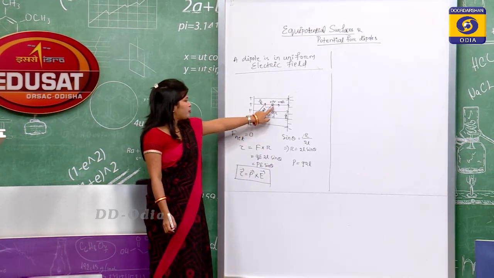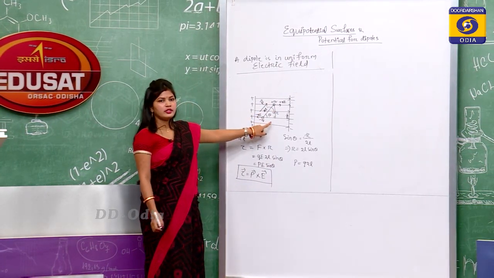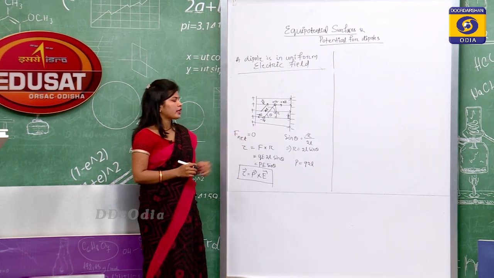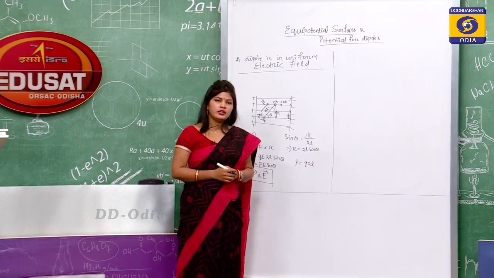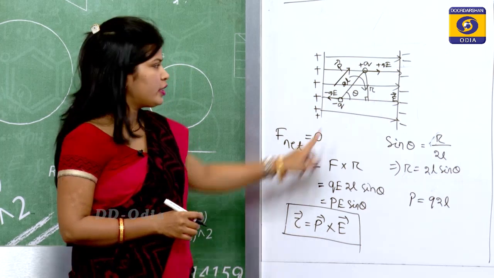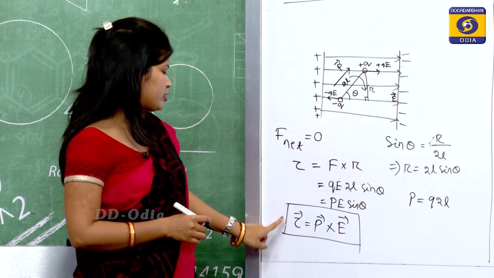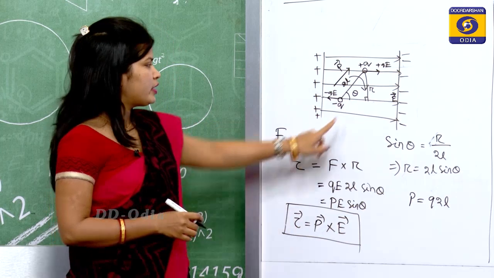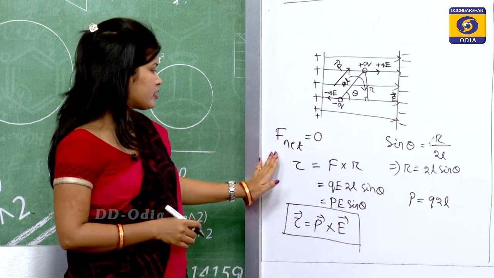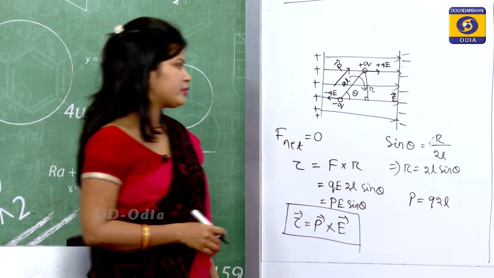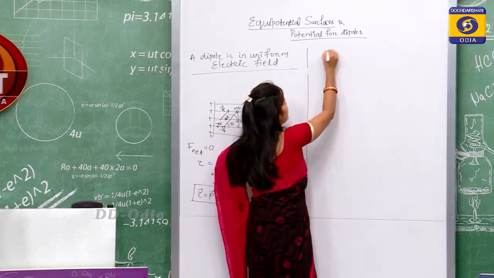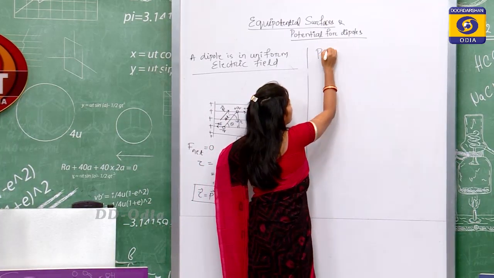See, when the dipole is kept inside a non-uniform electric field, then what happens? If a dipole is kept in a non-uniform electric field, the dipole experiences both force and torque. In a uniform field, it experiences only torque, but in a non-uniform field, it experiences both force and torque. That means there is both linear and rotational motion. Now, we will discuss what the potential energy of a dipole is.